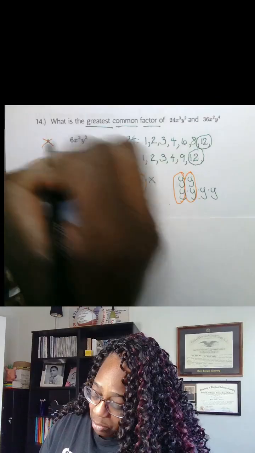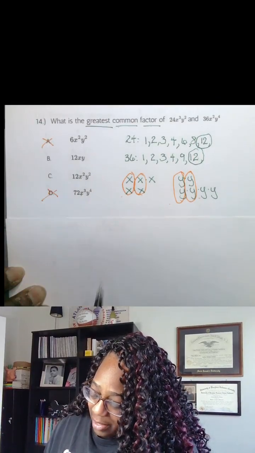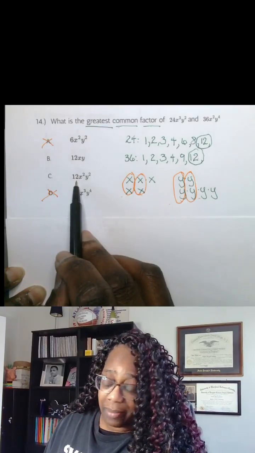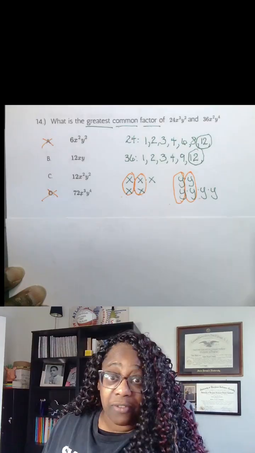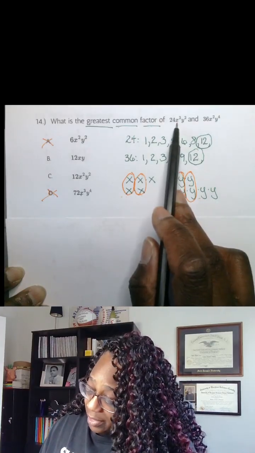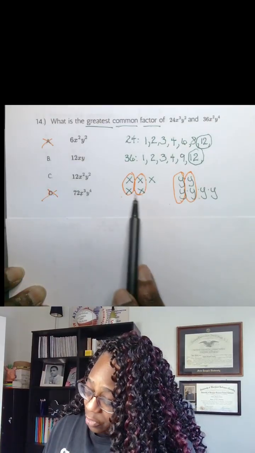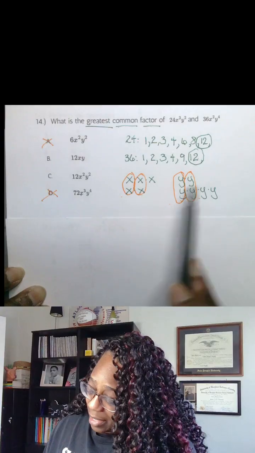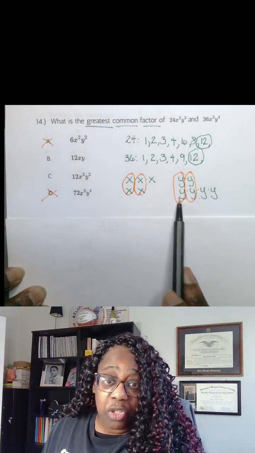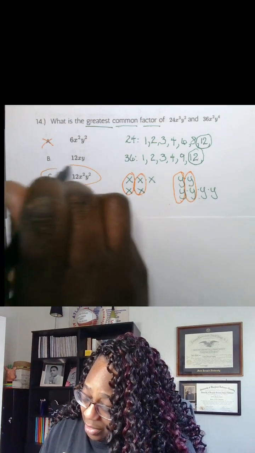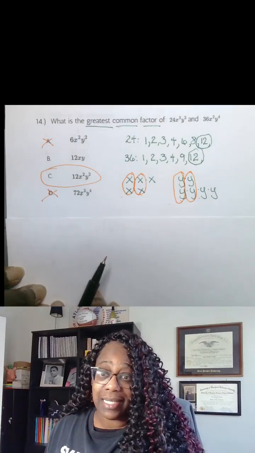So that means boom, A is gone, boom, D is gone. So now it's between B and C. So now we have to look at the variables. This has 3 x's, this has 2 x's, but they have 2 x's in common. The same with the y's. They have 2 groups of y's in common. So your answer choice is going to be C.